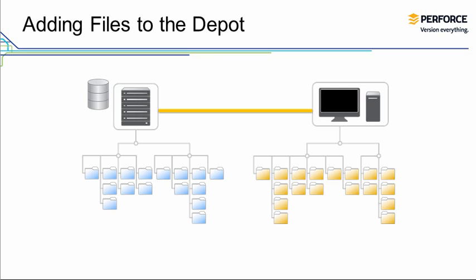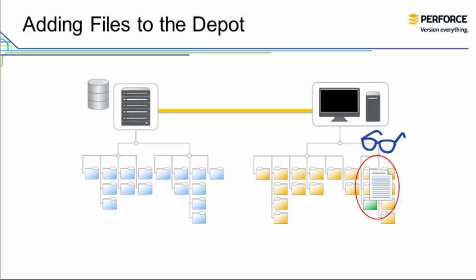To add a file or folder to the depot, you first create the file or folder in the file system of the local workspace. If you are adding new folders to the workspace directory structure, you might have to modify the client view to include the new directory path.